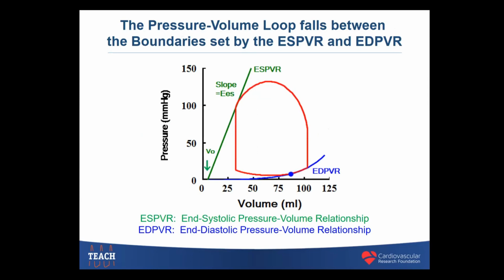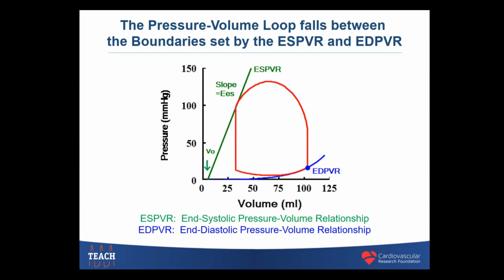boundaries. One is what we call the ESPVR, end systolic pressure volume relationship. And the slope of this line represents contractility. And the other is the EDPVR, the end diastolic pressure volume relationship, which relates to your diastolic pressures or your compliance and stiffness. And I'll talk about that a little bit more. And within these boundaries is where any given ventricle operates.